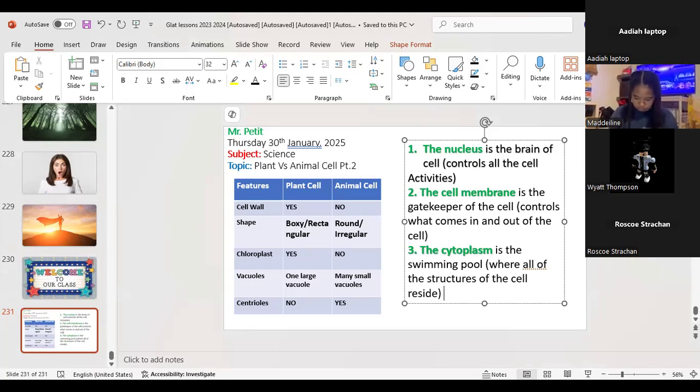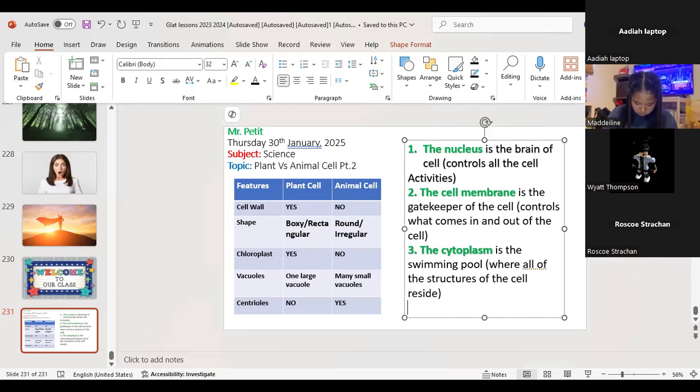So which part of the cell is the brain of the cell? The nucleus, very good. Which part is the gatekeeper? The cell membrane. It controls what goes in and out of the cell. Which part is the swimming pool? The cytoplasm, very good.